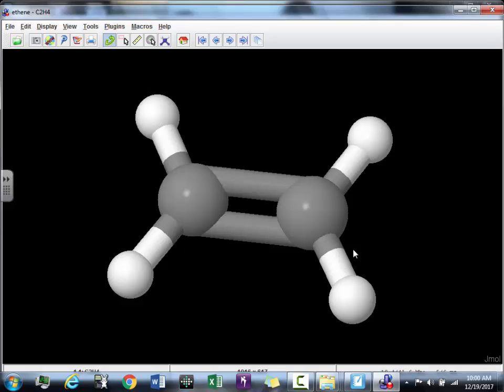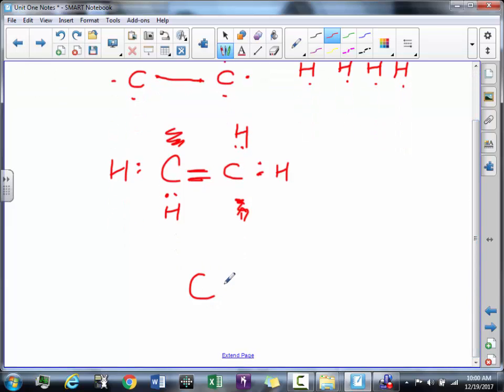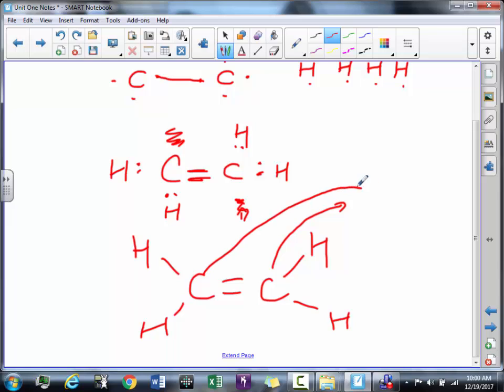Okay? So when I want to draw this one, I can actually draw this one in a flat shape. I don't actually need 3 dimensions, so I can draw it like this. Carbon to carbon, up to hydrogen, down to hydrogen, up there, right there. And what you end up having then is two central atoms. This one right here and this one right here are both known as trigonal planar.